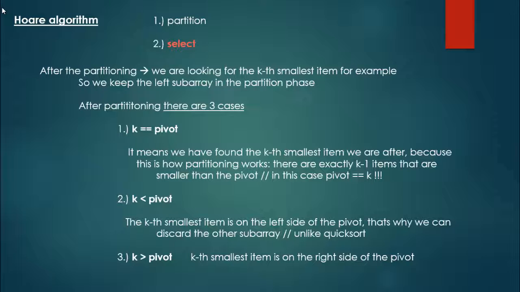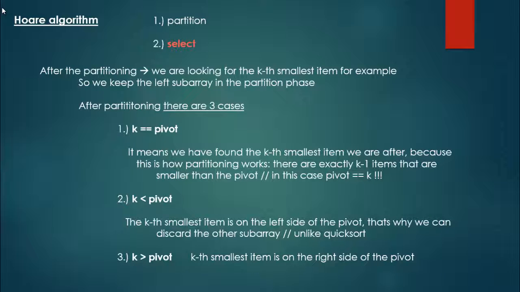So after the partitioning, first of all, we have the index of the pivot, because that's what this partition method returns. And there are three cases possible. Whether the pivot is exactly equal to the k, we have to specify this k in advance, at the beginning of the algorithm, so we know for certain the value of k. And we have the pivot because that's what has been returned from the partition method. If they are equal, it means that we have found the k smallest item we are after, and we just have to return the array at the kth index.